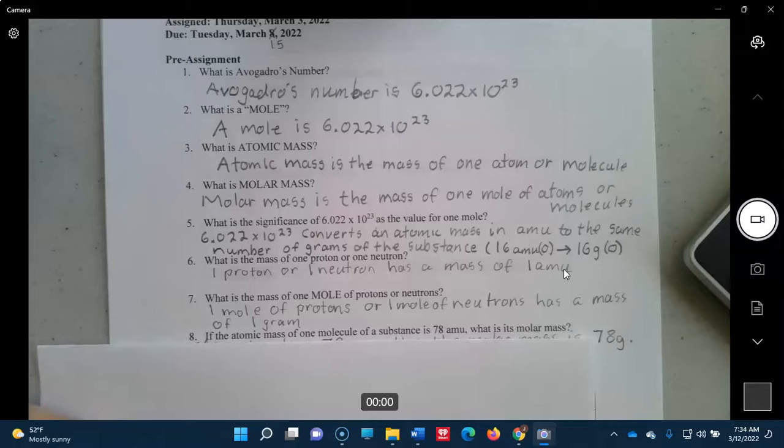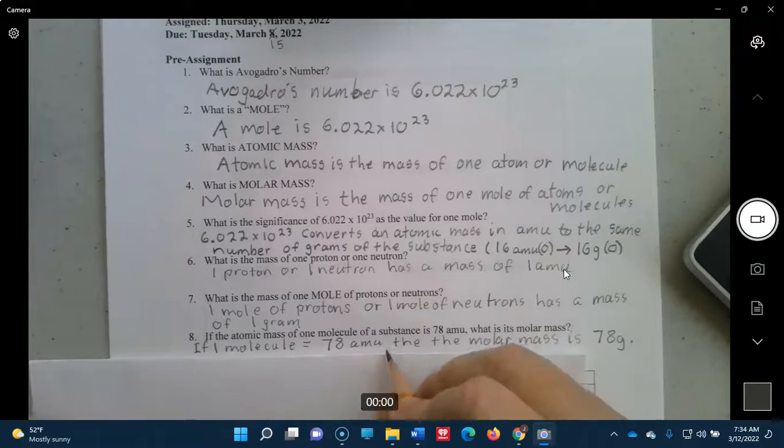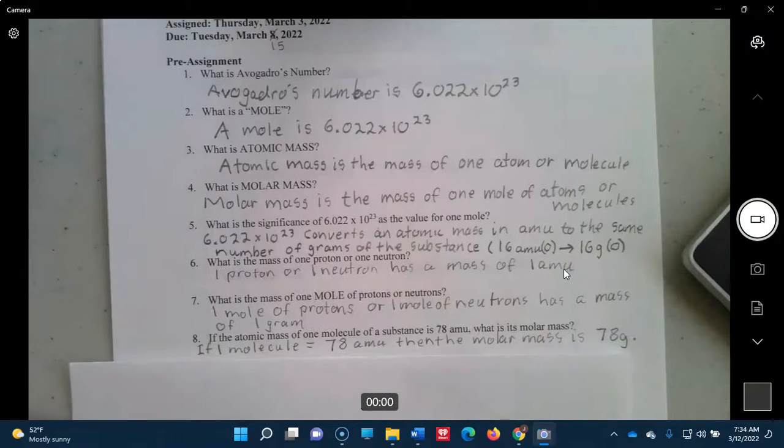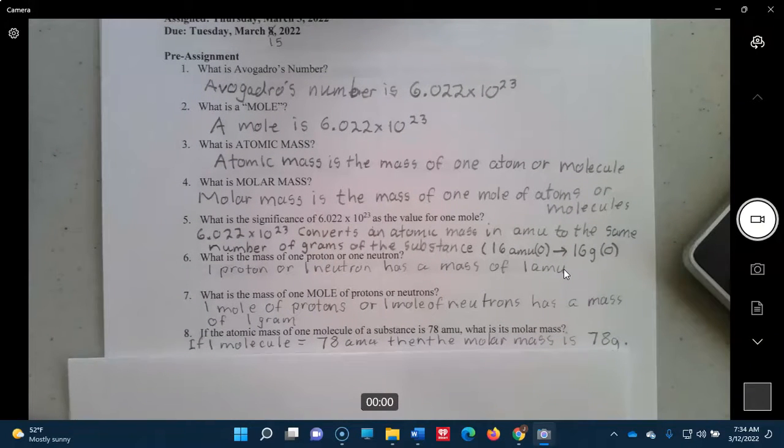If the atomic mass of 1 molecule of a substance is 78 atomic mass units, what is the molar mass? So 1 molecule equals 78 AMU, then the molar mass is 78 grams. So it's the same number, it's just the unit that you're measuring it in changes to one that we can actually use in the lab.